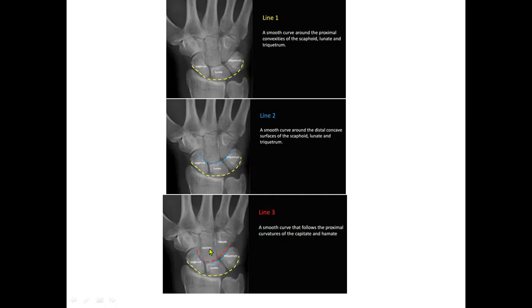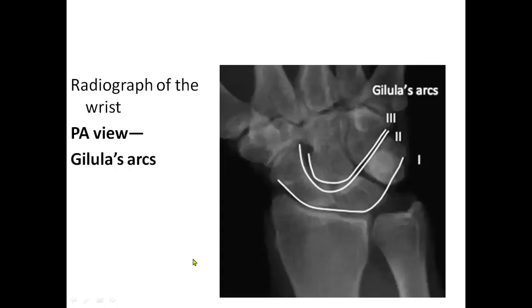This is the hamate, this is the capitate, and this is the proximal convexity of these two bones. If we look here, this is the hamate and capitate, and this is that convexity. This is the concavity of the scaphoid, triquetrum, and lunate, and this is the convexity on the proximal side of the proximal row.